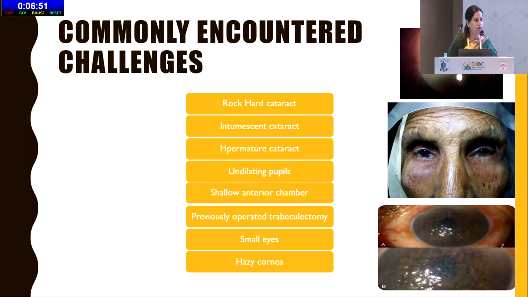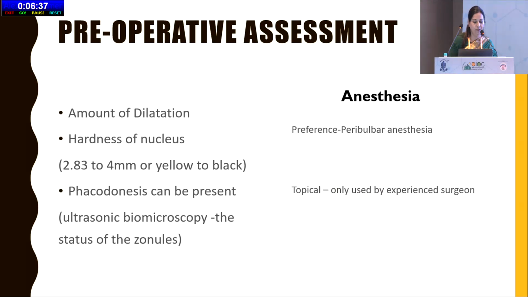Good morning, everyone. Thank you, AIOS and the International Society of Manual Small Incision Cataract Surgery, for giving me the opportunity. My topic is Manual Small Incision Cataract Surgery, a surgery for all seasons and all regions. Commonly encountered challenges when we decide to do manual small incision cataract surgery are the rock-hard cataract, intumescent cataract, hypermature cataract, undulating pupil, shallow anterior chamber, previously operated trabeculectomy, small eyes and hazy cornea. I will be showing you the videos.